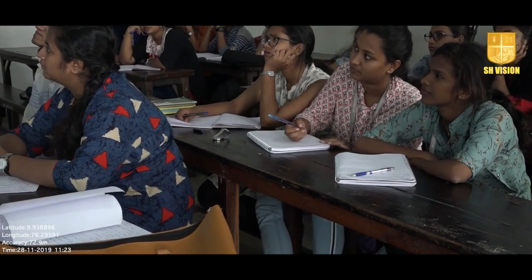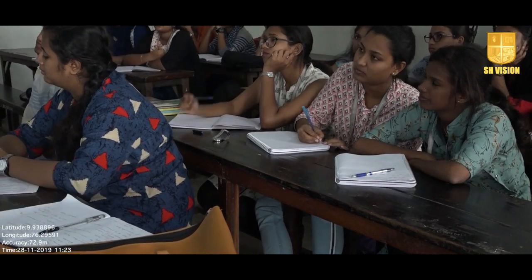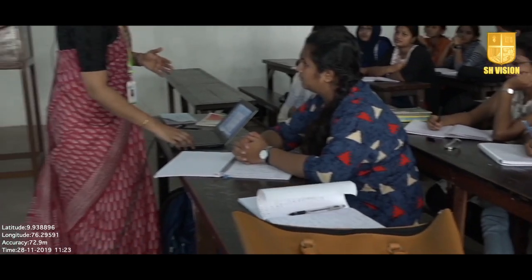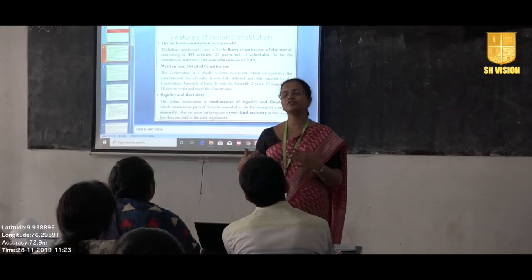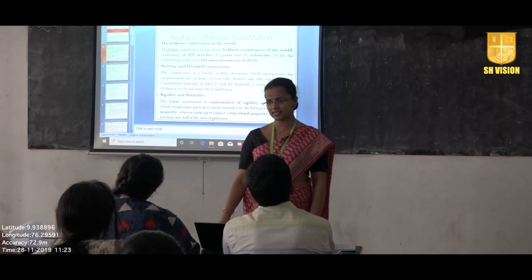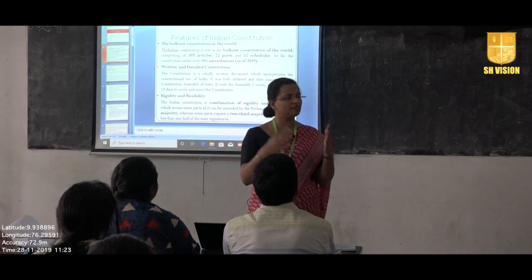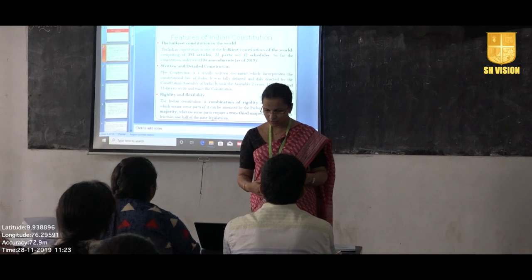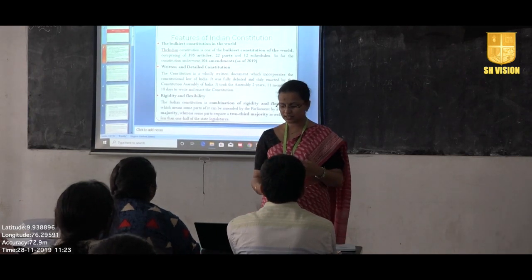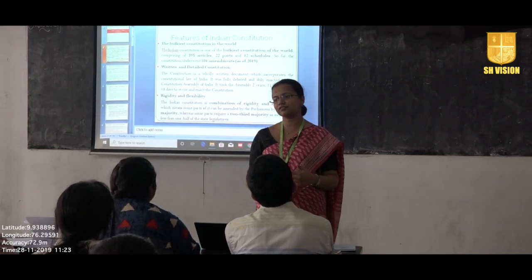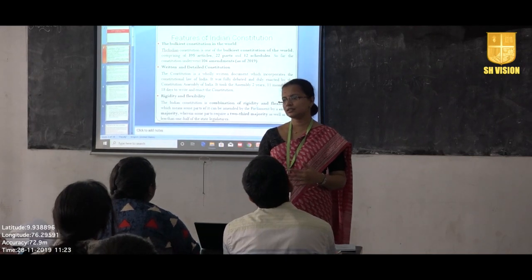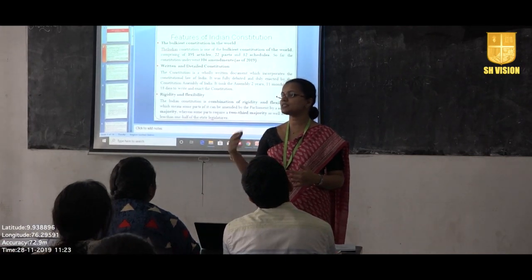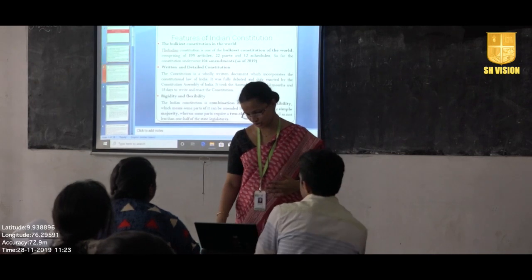you need about 2/3 majority. Not just 2/3 majority in the parliament, but also not less than one half of the state legislatures as well. It's only when you have both, 2/3 majority in the parliament as well as not less than one half of the state legislatures, that you can amend some parts of the constitution.